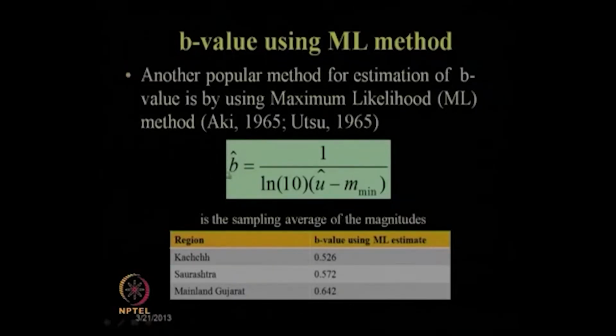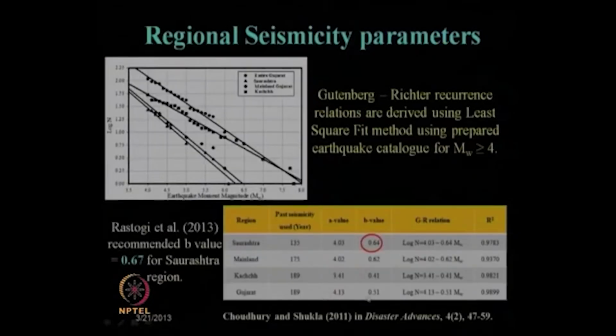In that case, how do we compute this B value? This is the equation: log of e divided by the mean magnitude minus m minimum, that is, it depends on the minimum threshold value we are using, and the mean is the sampling average of the magnitude. Region-specific B values using this maximum likelihood method come out as 0.526 for the Kutch region, 0.572 for Saurashtra region, and 0.642 for mainland Gujarat. You can see the maximum likelihood method gives higher values of B compared to the least square method. Okay.